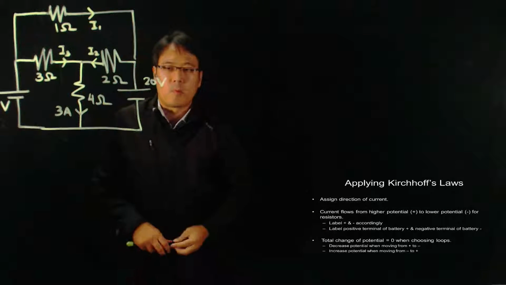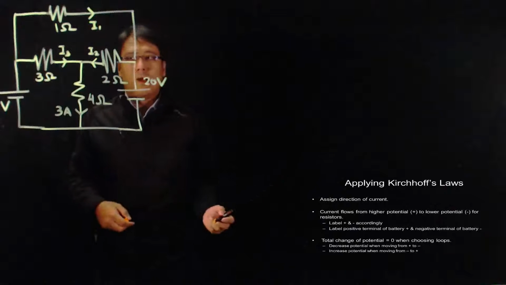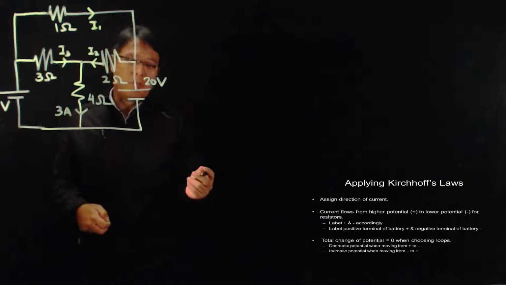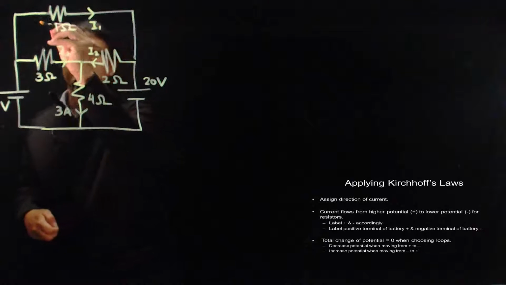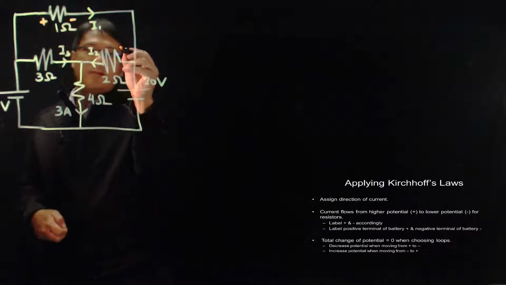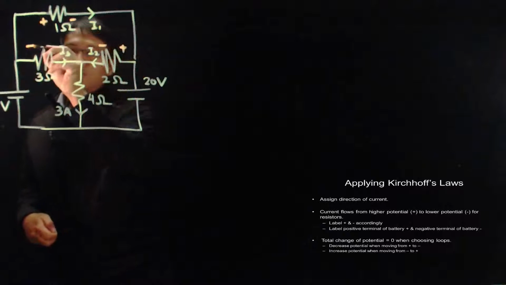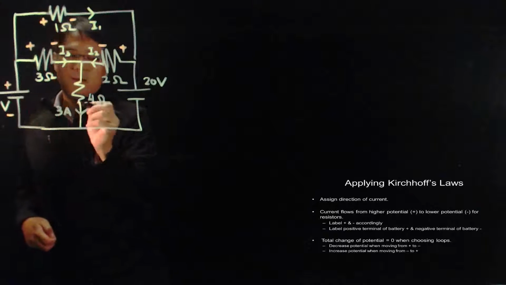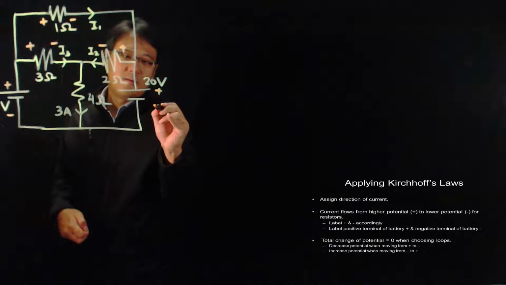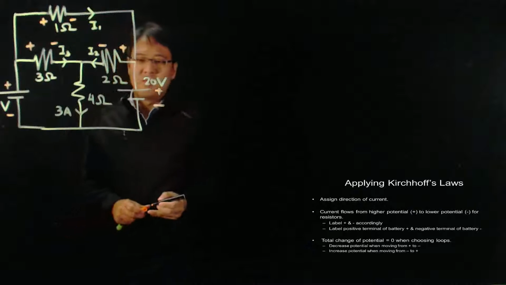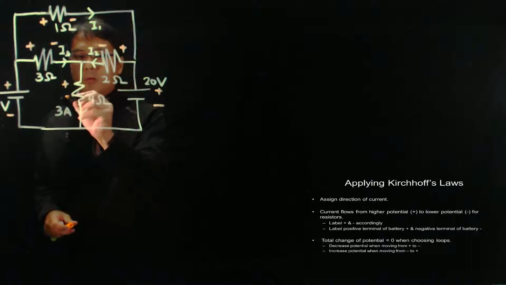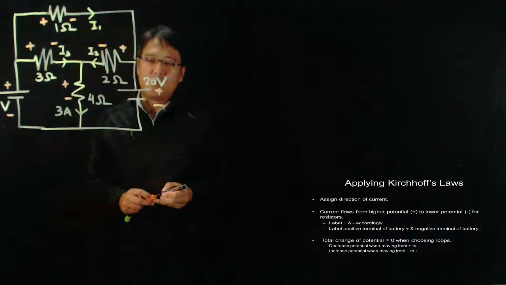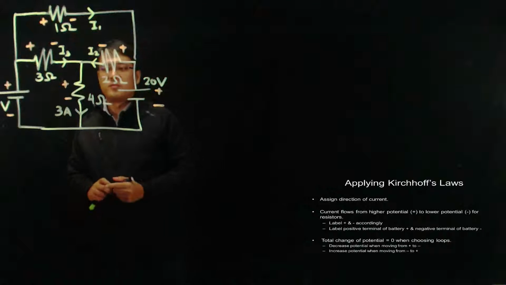And the next step is to recognize that current flows from higher potential to lower potential for the resistors. Label that plus and minus accordingly. At the same time, recognize that the positive terminals of the battery are at high potential, negative terminals at a lower potential. Then we're ready to apply our loops, right?